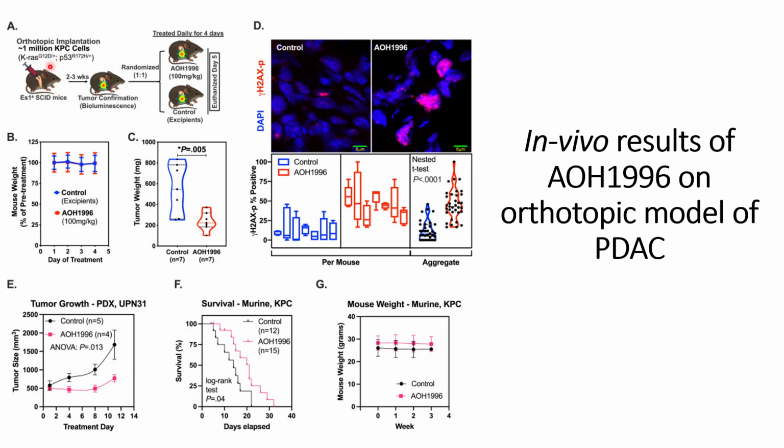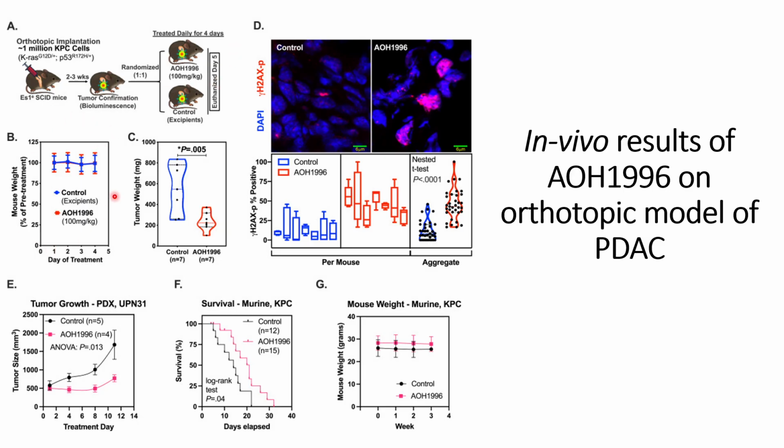After 2 to 3 weeks for the tumor cells to grow in the mice, and confirmation using bioluminescence, they randomized the mice and injected half of the mice with AOH1996 at a concentration of 100 milligrams per kg, and for the control group they did not inject any drug. After 5 days they euthanized these mice and checked different parameters.